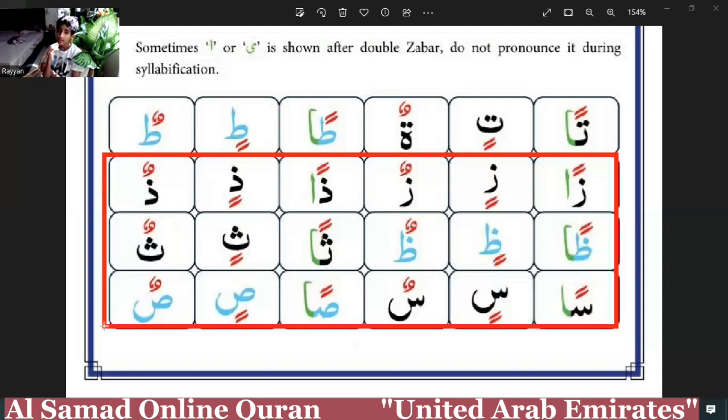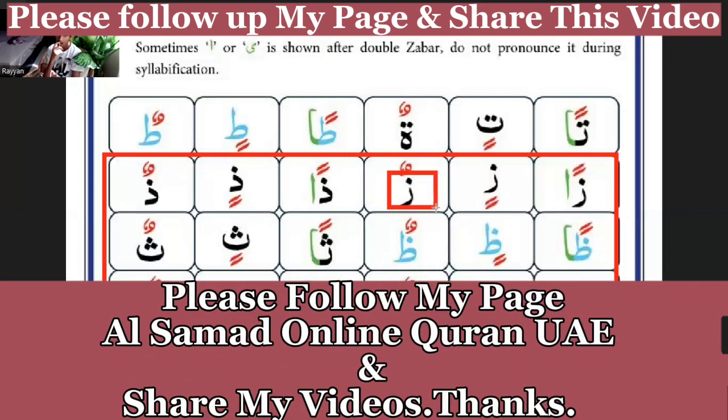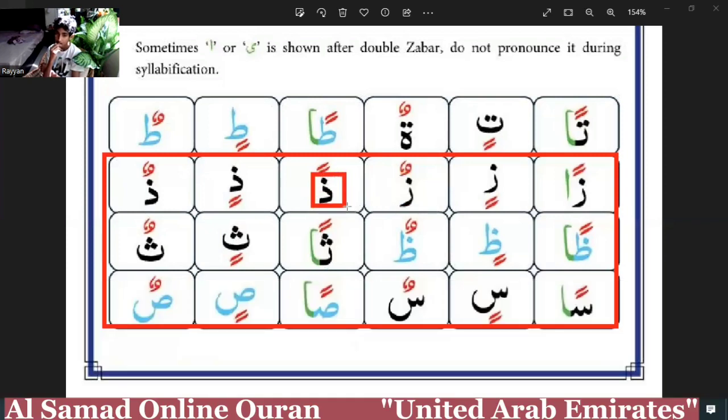Zal, Fathatain, Zan. Okay. There is a difference between the two letters. This is a Za letter. We have to read it with a buzzing sound, like we have to put stress on this letter. Za. But this is the Zal letter. We have to read it as a very soft letter. Za. This is not a Za. The second one is Zal. So the Zal letter we always have to read as a soft letter. Zal, Zan, Fathatain.